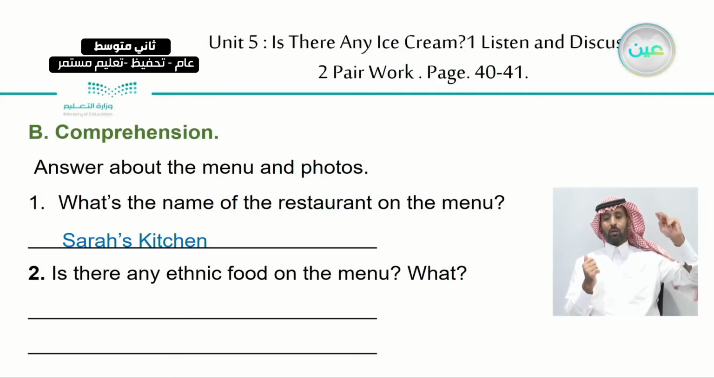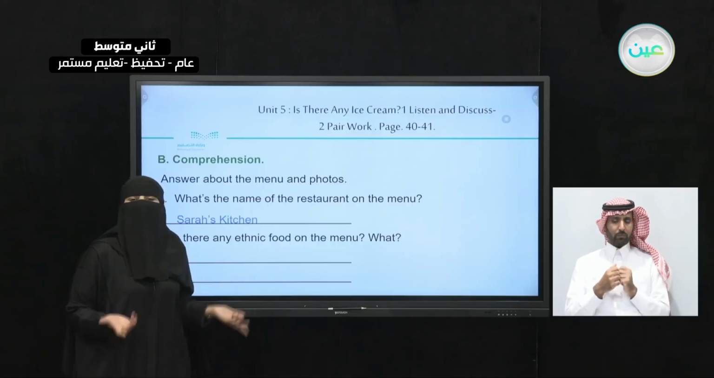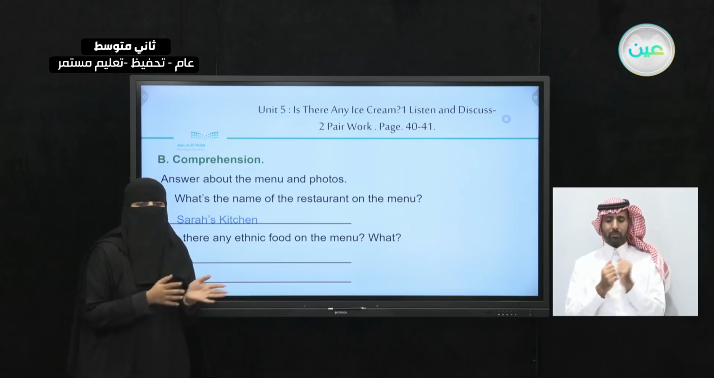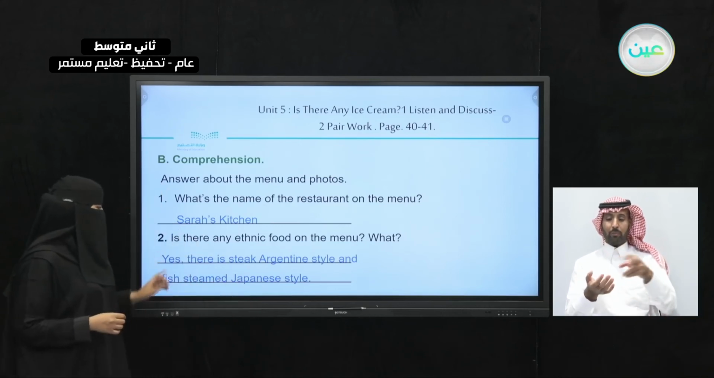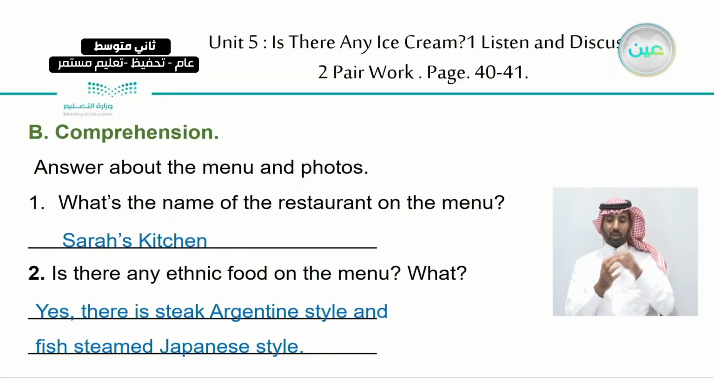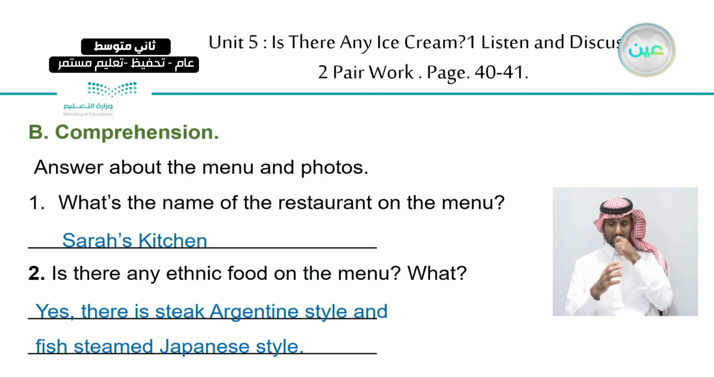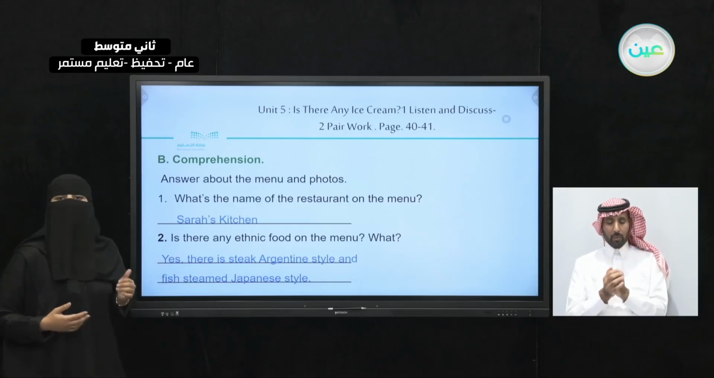Now, how about this? Is there any ethnic food on the menu? And what are these ethnic foods? What is the meaning of ethnic food? That means a traditional kind of food, a food that belongs to a country. Now, what is the answer? Yes, there is steak Argentina style, a steak that is famous in Argentina, right? And fish steamed Japanese style. This is the other ethnic food that we did see in the menu.